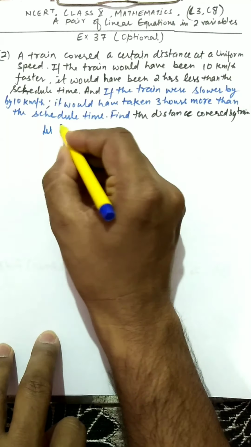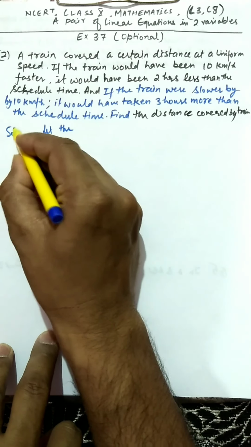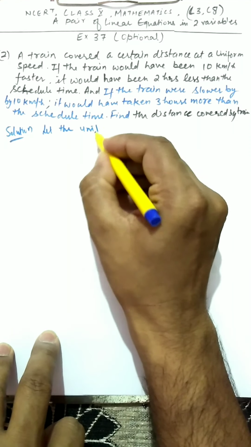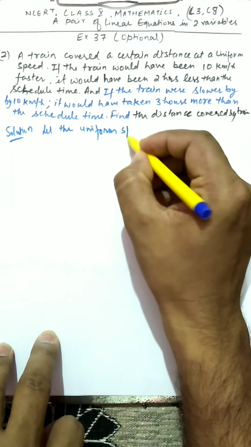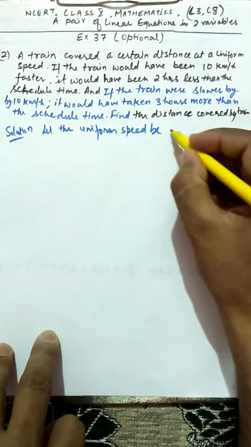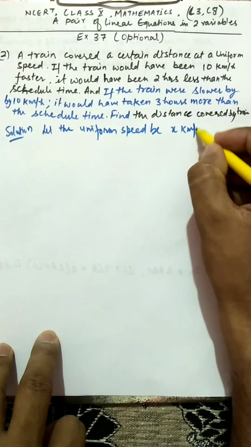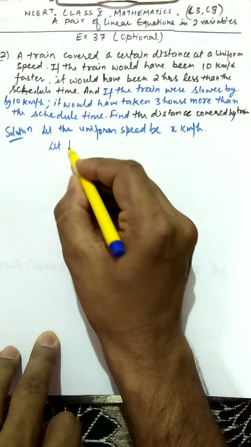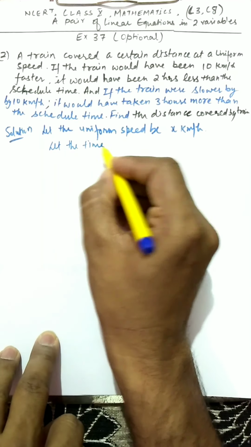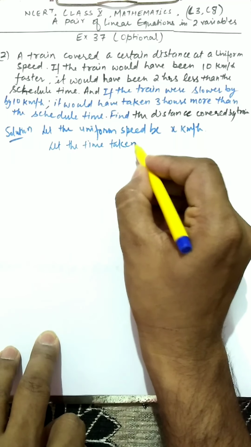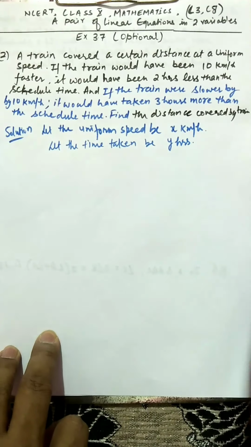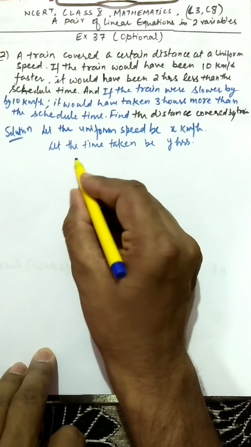So what we can do is assume. I'm doing the solution. Let the uniform speed we assume be x kilometer per hour, and we can also let the time taken be y hours.